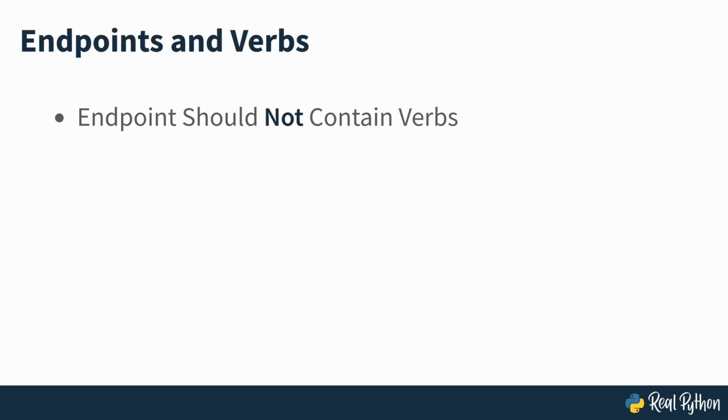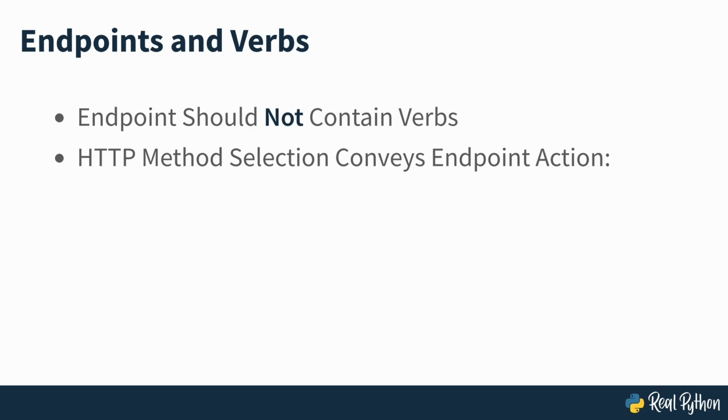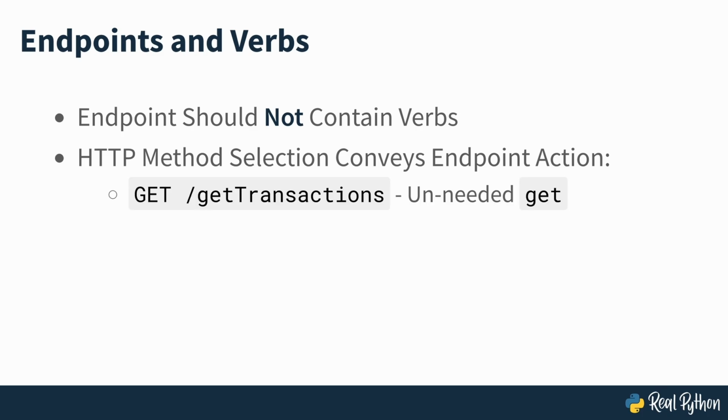An endpoint shouldn't contain verbs. Instead, you should select the appropriate HTTP methods to convey the endpoint's action. For example, the endpoint seen here contains an unneeded verb. Get is included in the endpoint when it's not needed. The HTTP method GET already provides the semantic meaning for the endpoint by indicating the action, so you can remove it from the endpoint. This endpoint contains only a plural noun, and the HTTP method GET communicates the action.